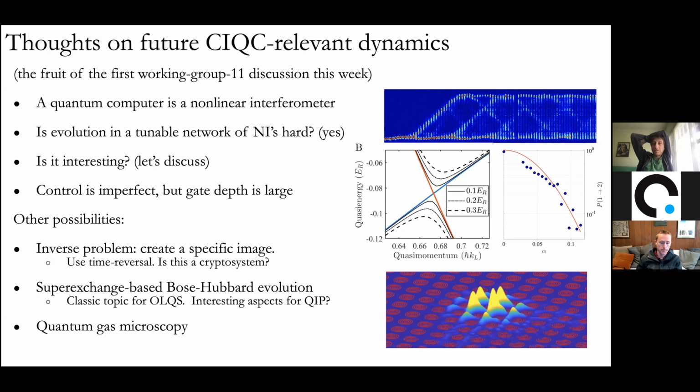There were some ideas based on the sort of classic topic of optical lattice quantum simulation, which is a Bose-Hubbard model. And a tool that I didn't talk about here at all, but which is relevant, especially for some of the questions that Hood had, is quantum gas microscopy. If you have individual site resolution, you can do a lot more interesting things with these type of experiments than if you're taking average measurements.